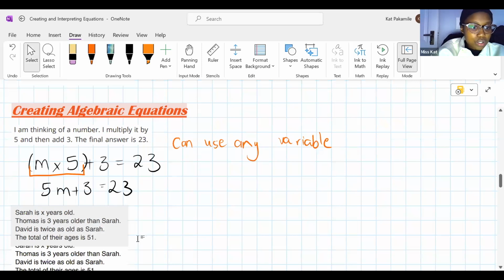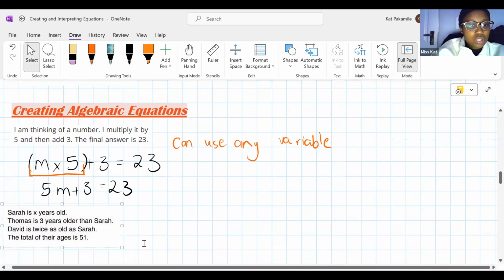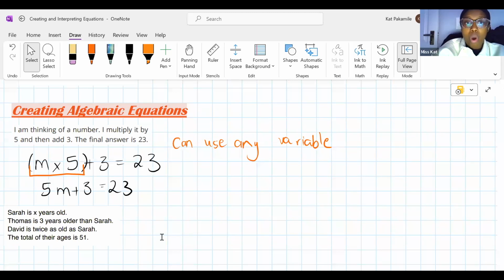Sarah is X years old. Thomas is 3 years older than Sarah, and David is twice as old as Sarah. The total of their ages is 51. Okay, see Zekatelo, they use the P. So first you must tell me, we already know Sarah's age is X. What's Thomas's age? Then what David's age is. And then give me a sum that represents their ages, and the total is 51.